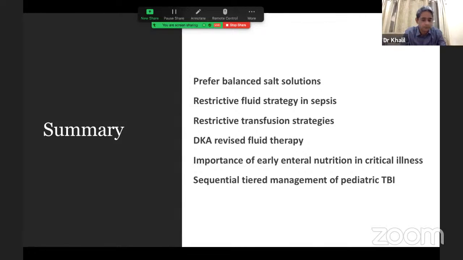Yeah, another question is from Dr. Shanmuga. Sir, is there any role of steroids in treatment of raised ICP? Role of, pardon, I didn't get. Is there any role of steroids? Steroids. Yeah, in treatment of raised ICP.